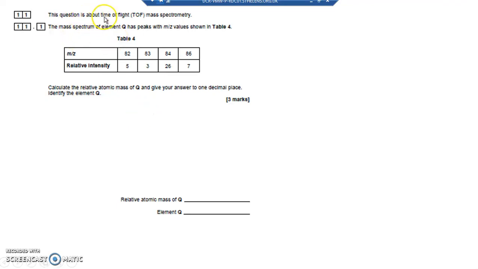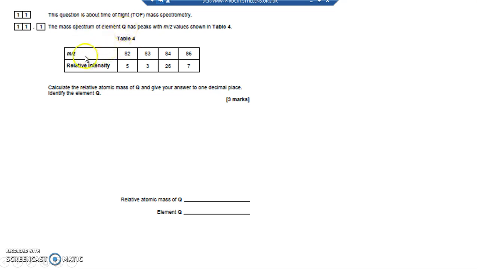Question 11. This question is about time of flight mass spectrometry. A time of flight mass spectrometer is the instrument used to measure m/z values. m/z is the mass of a particle divided by its charge. We'll make sure its charge is +1, and we'll talk about that in a little while. And so mass divided by 1 is just its mass.